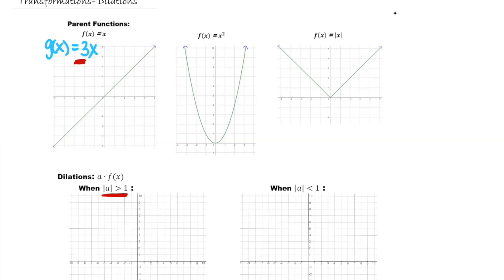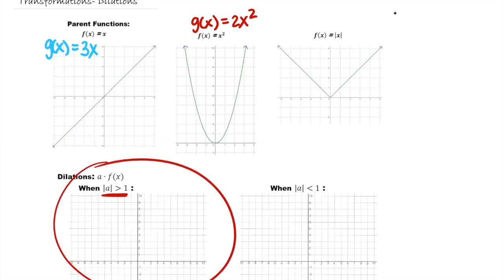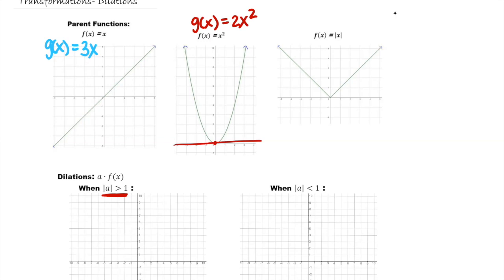I'm going to make a g of x again, a new function, and it's going to multiply by something greater than 1. So I'm going to multiply by maybe 2. So I've got 2 times x squared. Again, the absolute value of a is greater than 1, and the absolute value of 2 is 2, which is greater than 1. So I'm going to take each of these points and stretch it out. I'm going to multiply by 2. So I'm taking y values multiplied by 2. This y value is 0, so 0 times 2 is still 0.